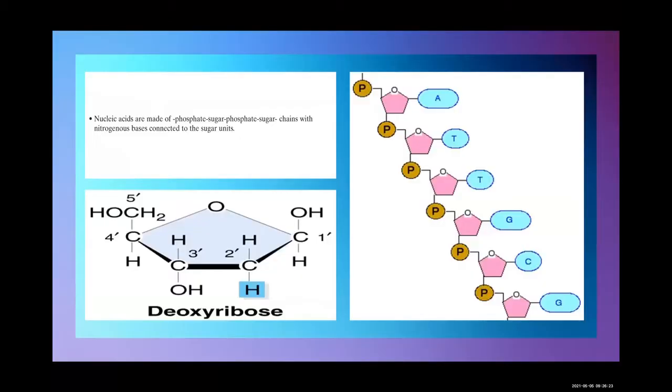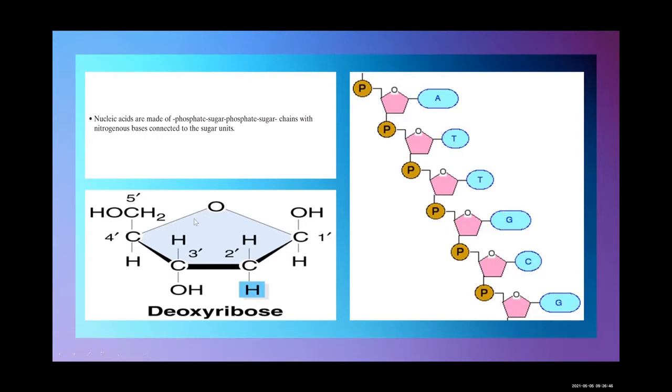So what are our nucleic acids? Nucleic acids are made of a phosphate sugar chain with nitrogenous bases connected to the sugar units. Okay, so here's an example. Phosphate sugar, phosphate sugar, phosphate sugar. Our nitrogenous bases are also what we call our nucleic acids. These are the same things, our adenine, thymine, guanine, and cytosine.